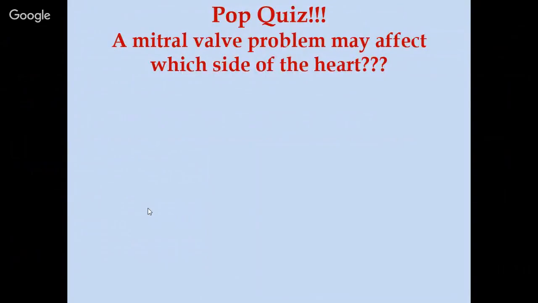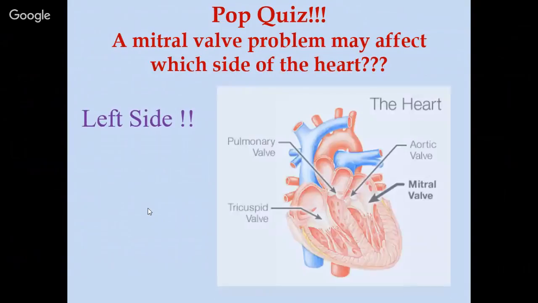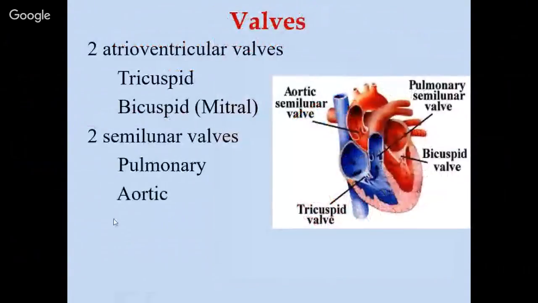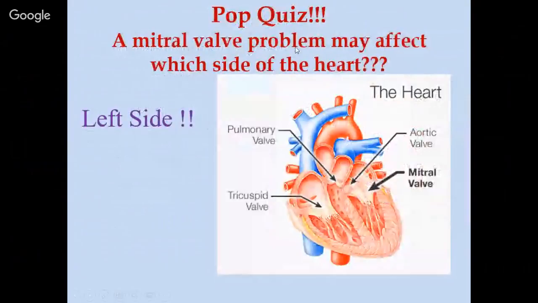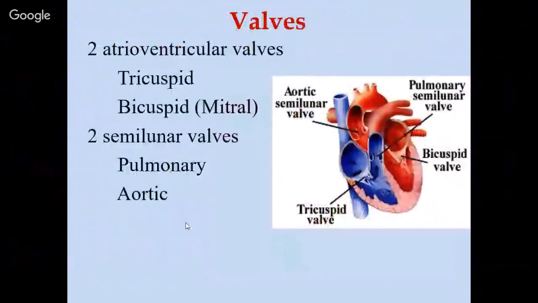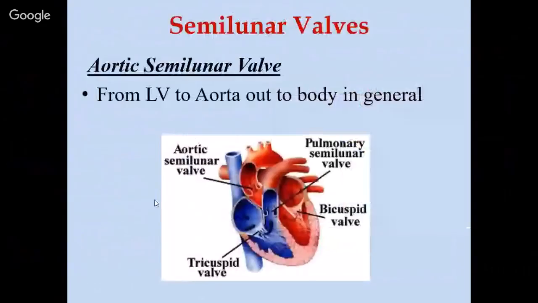A mitral valve problem may affect which side of the heart? So the mitral valve is going to affect the side of the heart it's on, right? Because it's right there. It's affecting in between those 2 spaces, left side. Tricuspid right, bicuspid mitral left. Aortic. It's going to the aorta to leave the body.